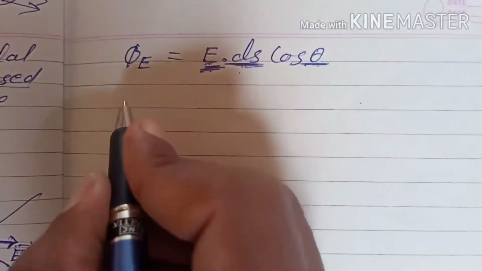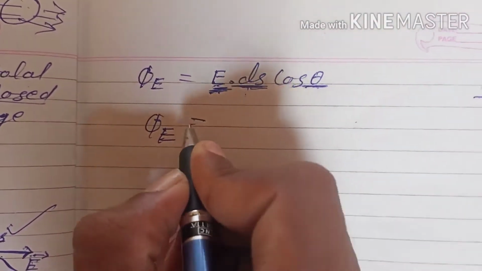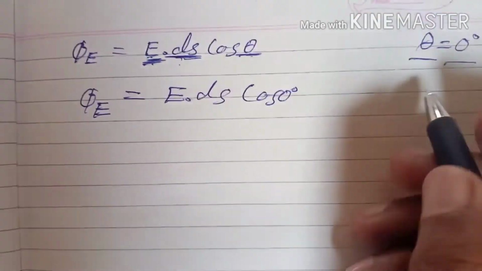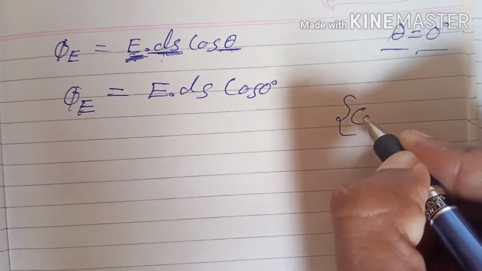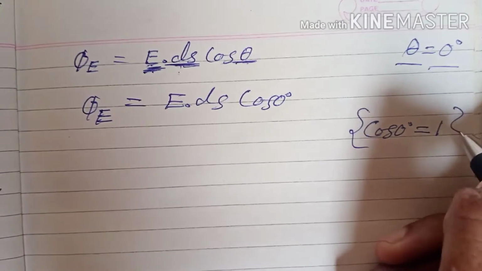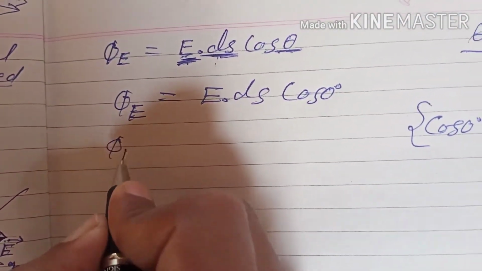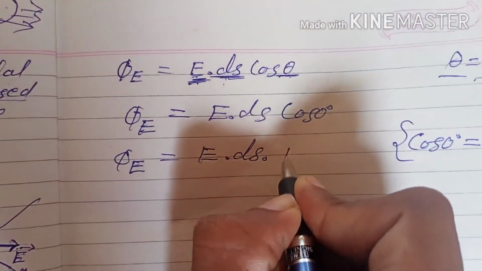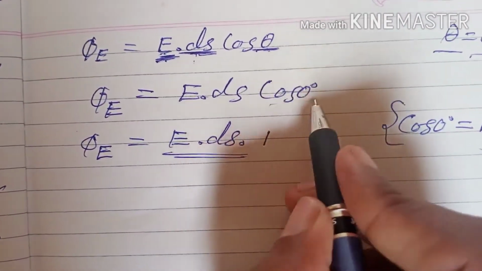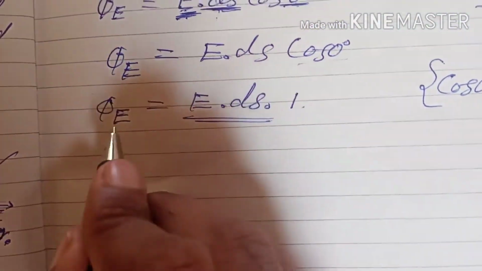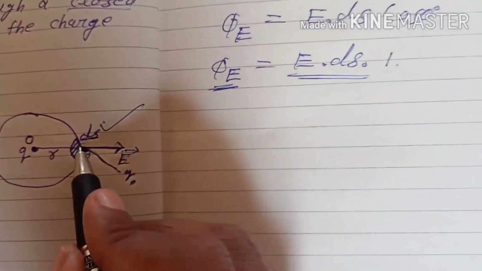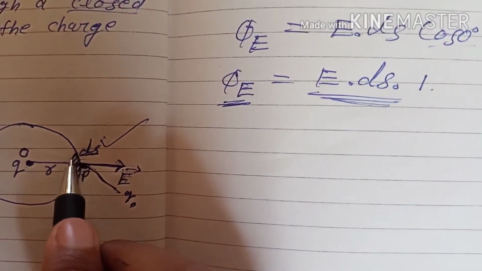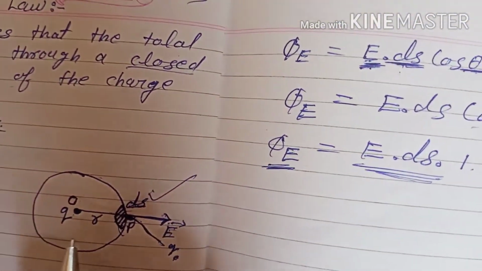We use this here. Phi E is equal to E dot ds cos 0. Now we know cos 0 is equal to 1. We apply this. Phi E is equal to E dot ds into 1. Now this electric flux is only for this small area ds, but this is the whole surface.